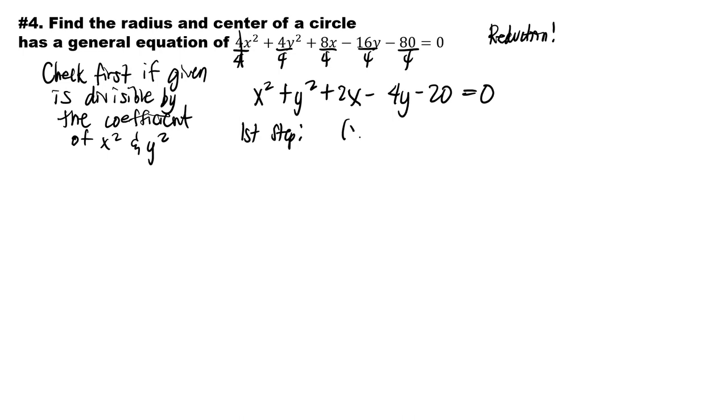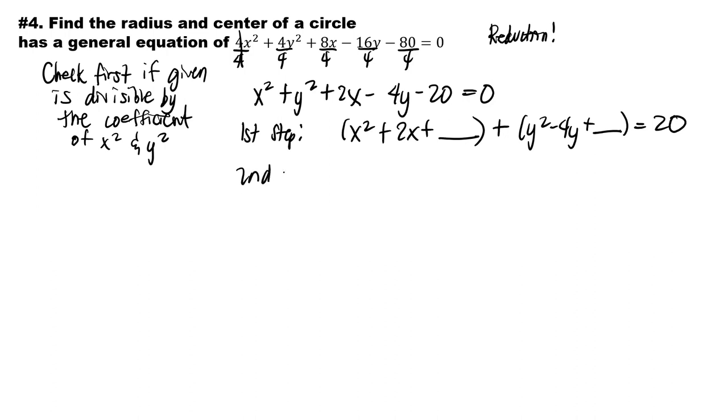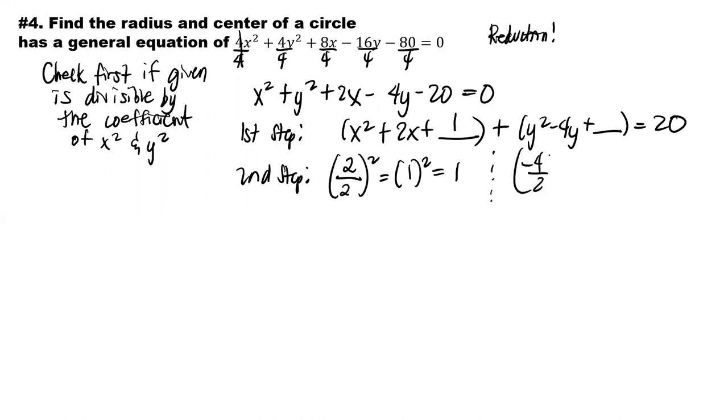So, it will be x squared plus 2x plus blank plus y squared minus 4y plus blank equals 20. So second step, completing the square, b over 2. So 2 over 2 squared. So 2 divided by 2 is 1, squared is equal to 1. Then the second part, negative 4 over 2 squared will become negative 2 squared. Negative 2 times negative 2 will be equal to 4. So don't forget to add those values on the right side. So plus 1 plus 4.